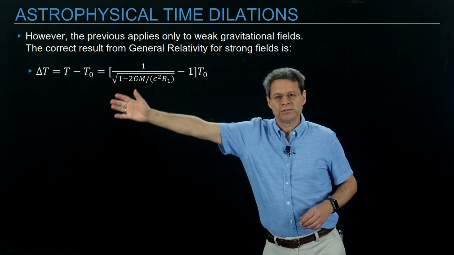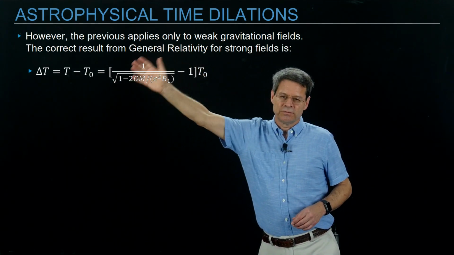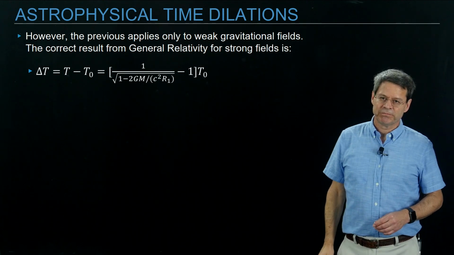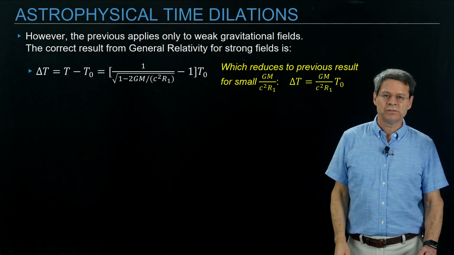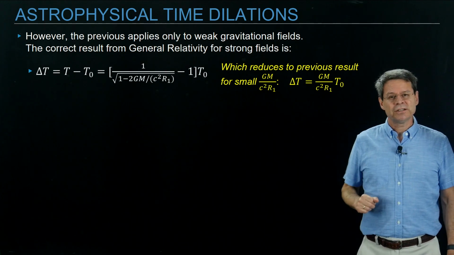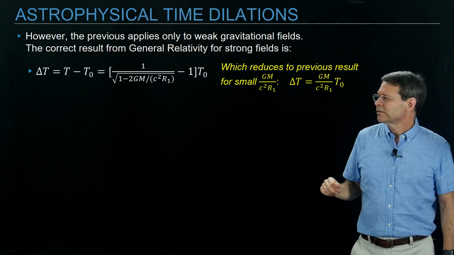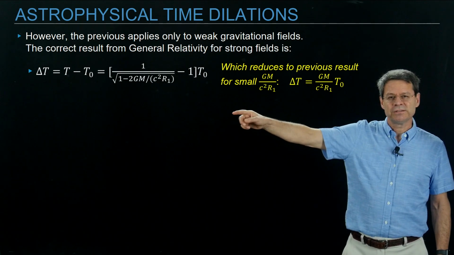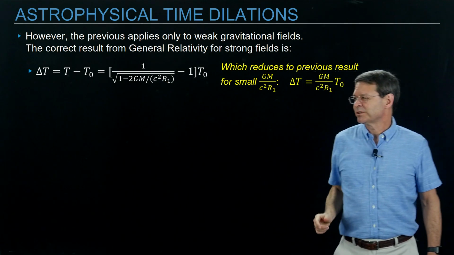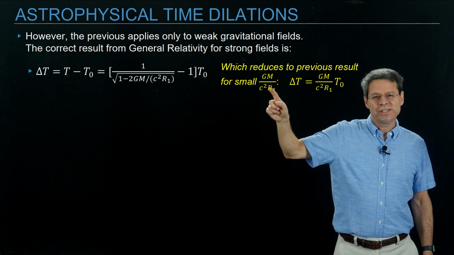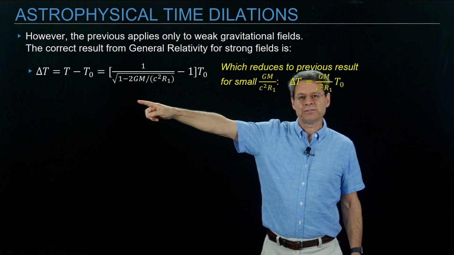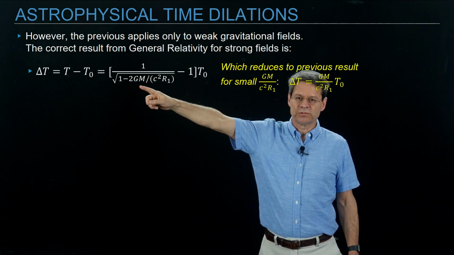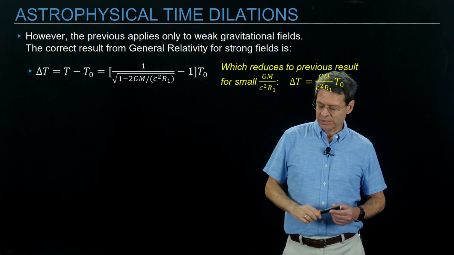So this is the correct general relativity expression for the time dilation effect. It looks a bit different because of the radical than what I just showed you. But in fact, it does reduce to what I just showed you when the effect of gravity is small. So when you let this expression here, which is collected and call it x, when GM over c squared r1 is small, then you can expand this 1 over the square root term essentially as a binomial, right?